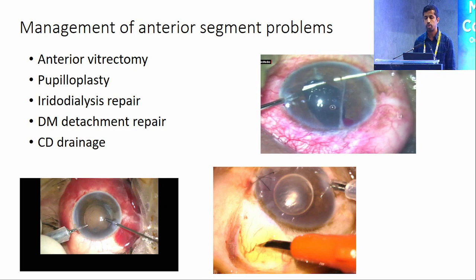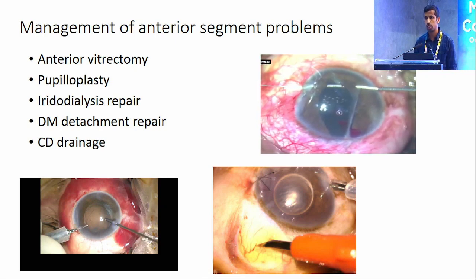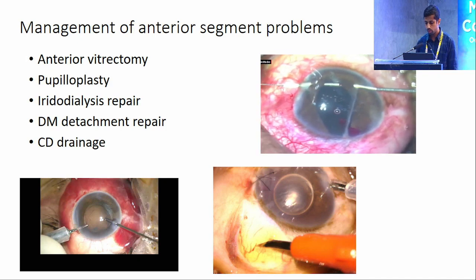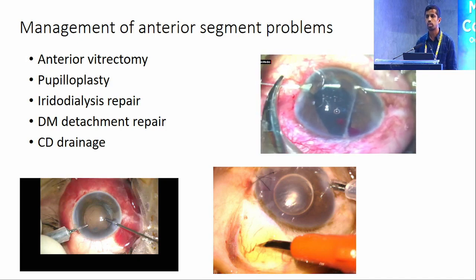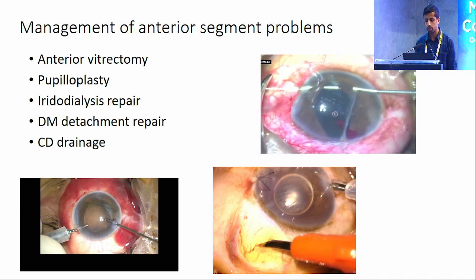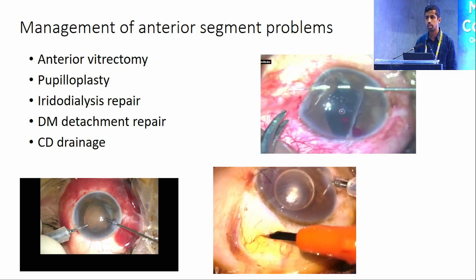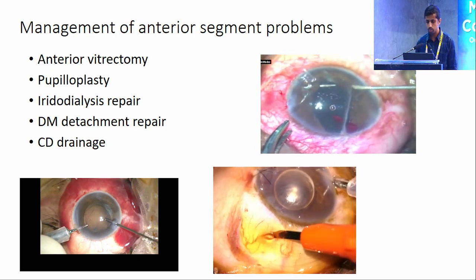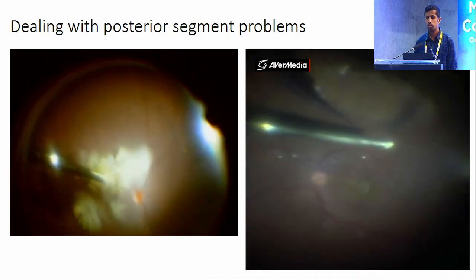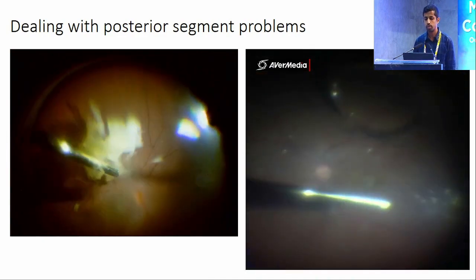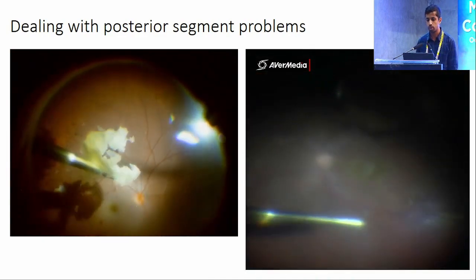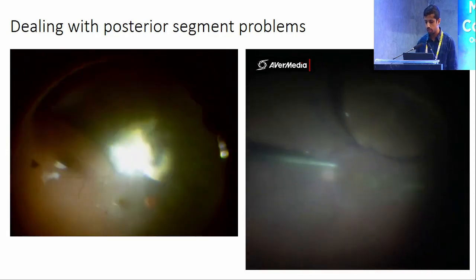When Descemet membrane detachment is there, this has to be dealt with before planning any other secondary procedures. If the patient has landed up with a choroidal detachment or a suprachoroidal hemorrhage, a simultaneous CD drainage procedure can be planned. Simultaneously, if we have some posterior segment problem like nucleus drop or IOL drop, this has to be dealt with before planning a secondary IOL.